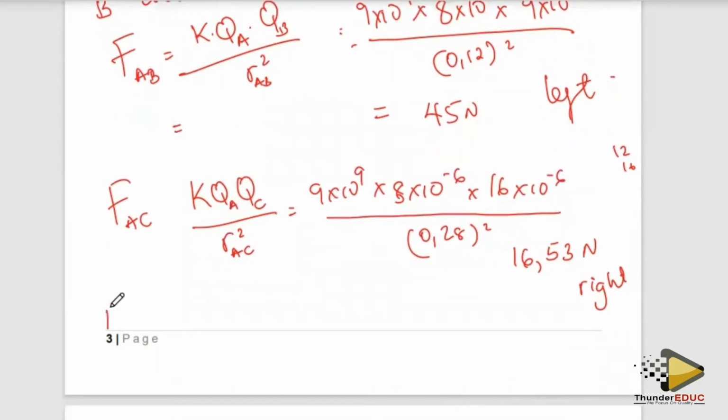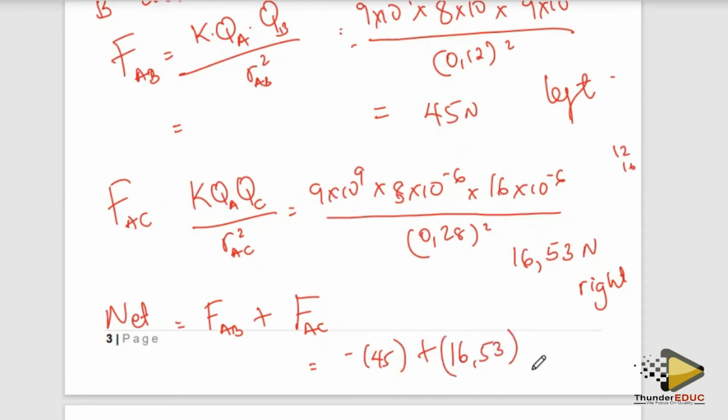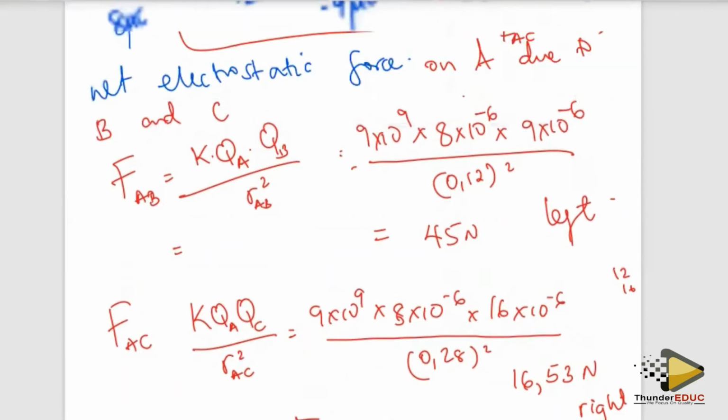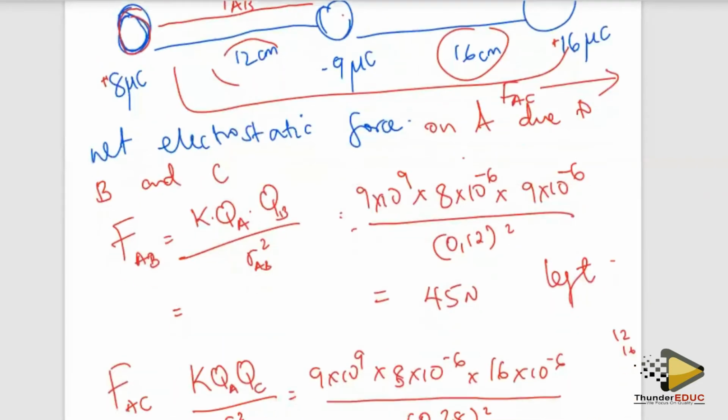Now, for me to get the net, I must get the F of AB plus the F of AC. I do the substitution. So if my left is negative, then I'm going to have negative of 45 Newton plus 16.53. So negative of 45 plus 16.53, ending up with 28.47 Newtons to the left. Okay, so that will be the net electrostatic force if, let's say, I have 3 point charges.